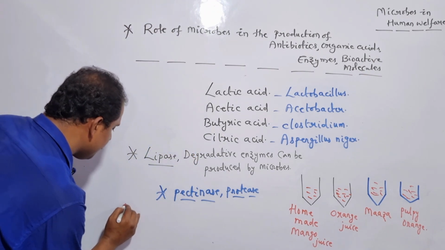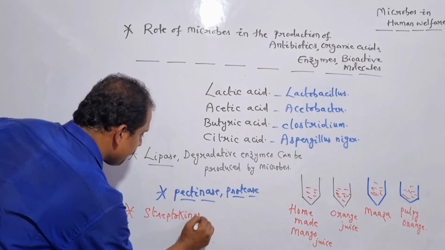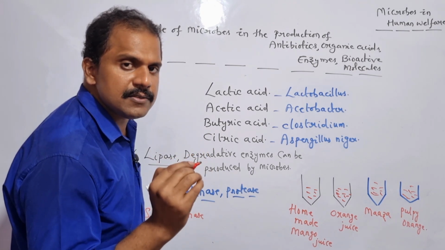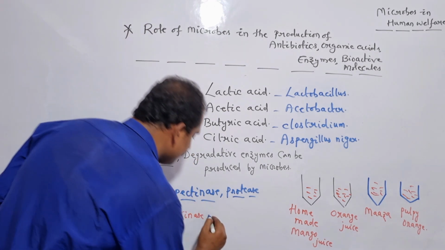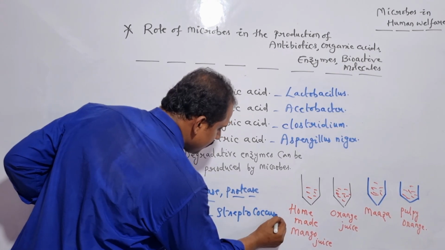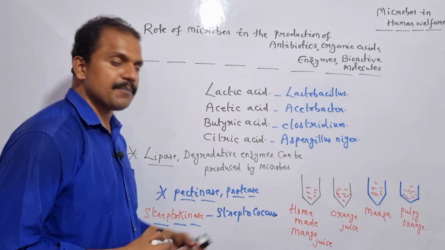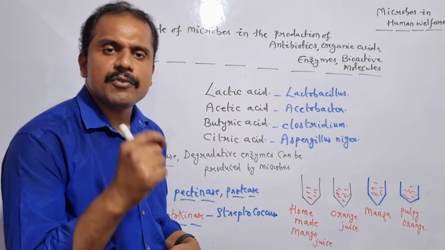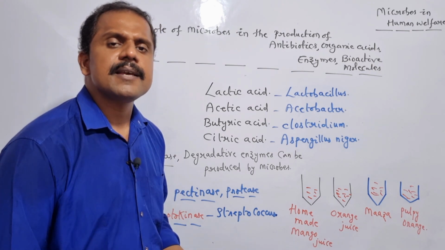So let me write it here. Streptokinase. Streptokinase is the specific enzyme which is most commonly isolated from a specific microbial source termed Streptococcus. These enzymes, most commonly isolated from microbial sources like Streptococcus, play an important role in eradicating blood clots from the blood vessels. In order to remove blood clots from the blood vessels, specific enzymes like streptokinase play an important role.